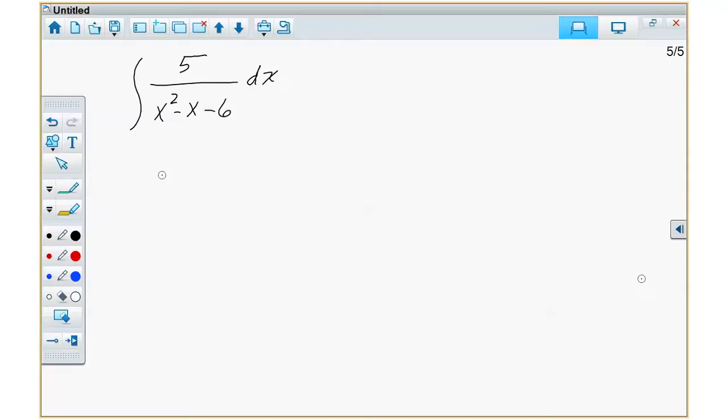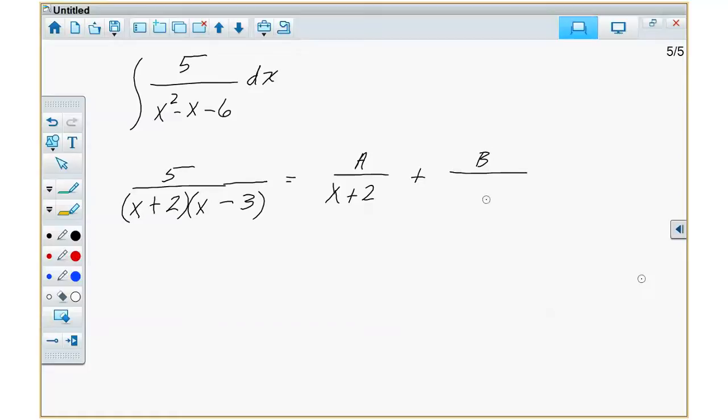So 5 over x, reverse FOIL, x, and we're going to have to use that 2 and that 3 because 1 and 5 won't give you a 1. So we're going to put a 2 there and a 3 there. We got to have a negative, so that means 3 has to be negative, unlike sign, so that's positive. So that's going to be equal to A over x plus 2 plus B over x minus 3.